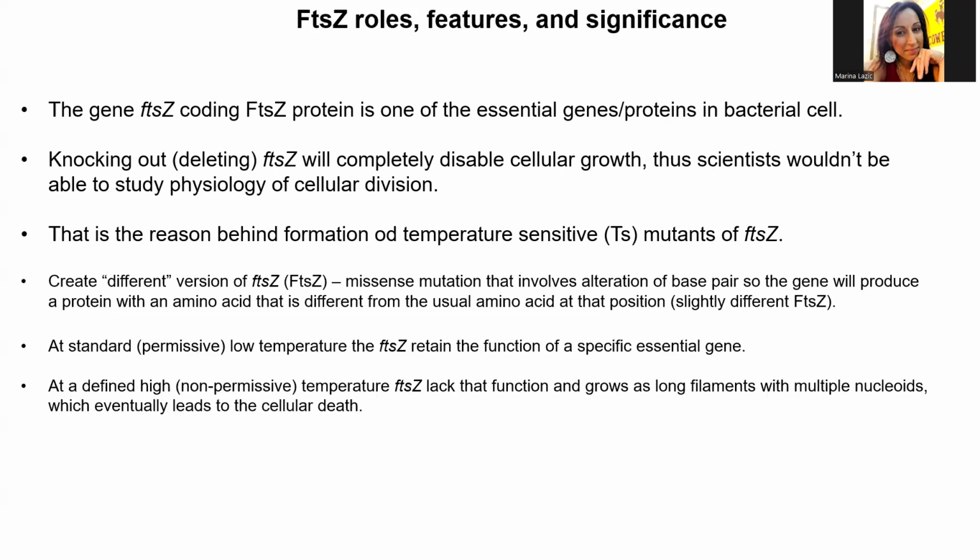What that means is that at the standard permissive temperature, because it's a temperature sensitive mutant, usually low temperature, FtsZ will have the function of an essential gene. In the non-permissive temperature, FtsZ lacks the function and the cell grows into a long filament, which is a mutation, and eventually that leads to cell death. But you can examine those long filaments later on. So that temperature sensitivity, the permissive versus non-permissive temperature, actually allows scientists to examine FtsZ function, because if you just knock it out, you can't get cellular growth. Like this, you will get growth, but it will be very different morphology.